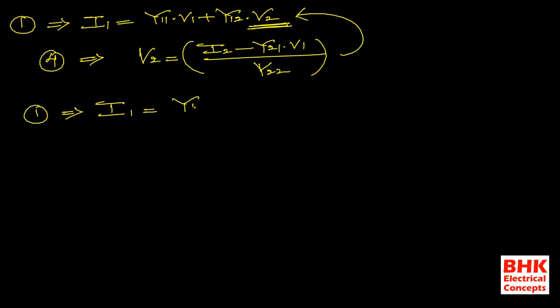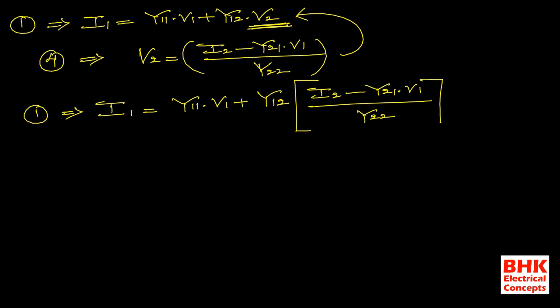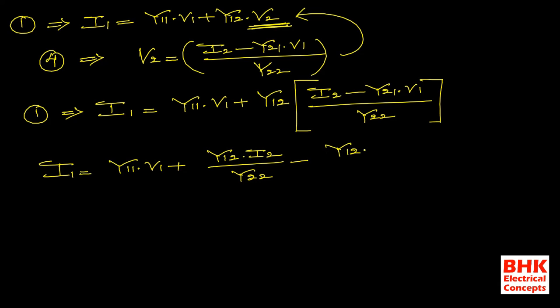So I1 is equal to y11 into v1 plus y12 into, instead of v2 we can directly substitute (I2 minus y21 v1) divided by y22. Now I can simplify this one. So I1 is equal to y11 v1 plus, multiplying this term, y12 into I2 divided by y22 minus y12 into y21 divided by y22 into v1.